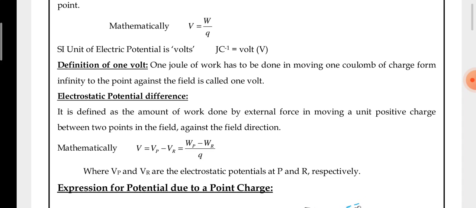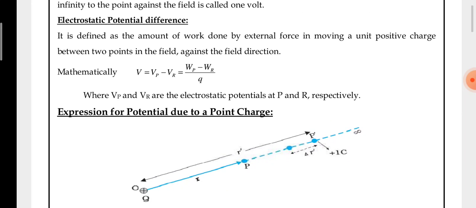That means if 1 joule of work is done in bringing 1 coulomb of charge from infinity to a given point in the electric field, of course against the direction of the electric field, then that potential is said to be 1 volt.